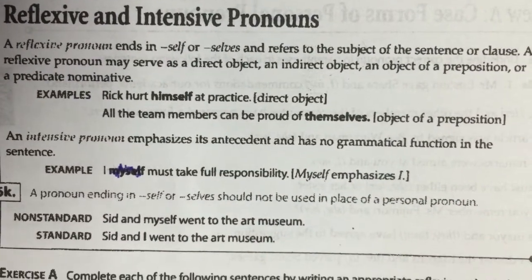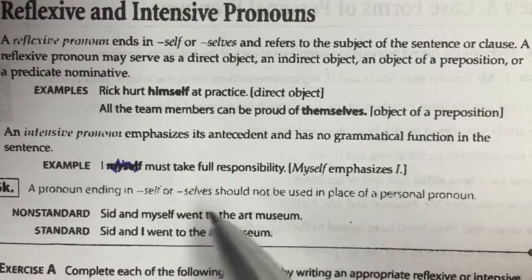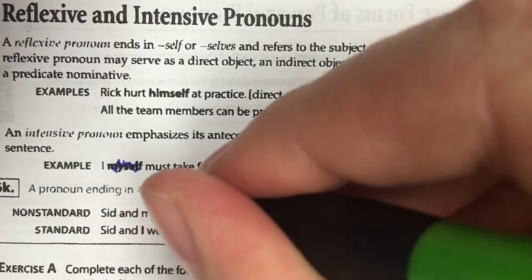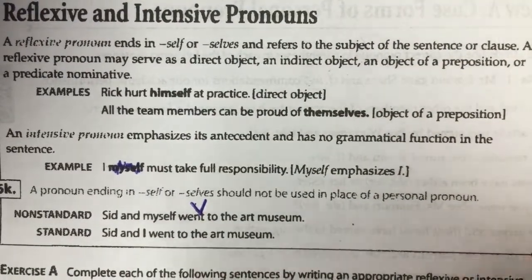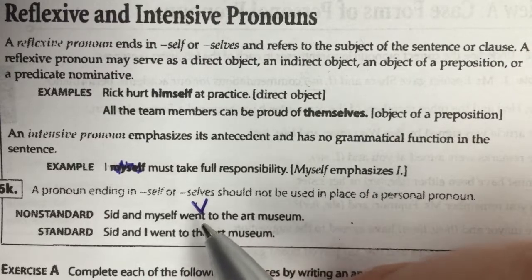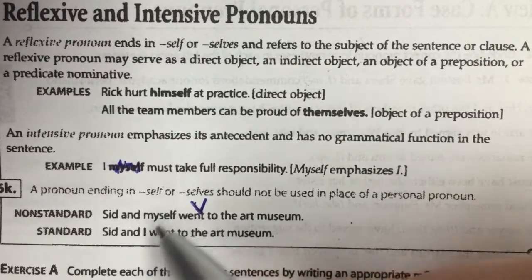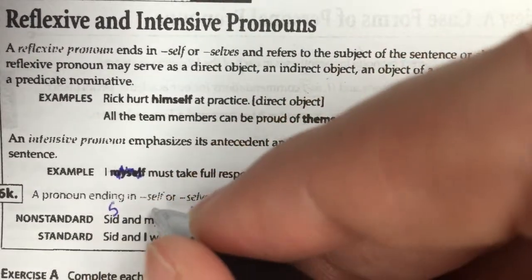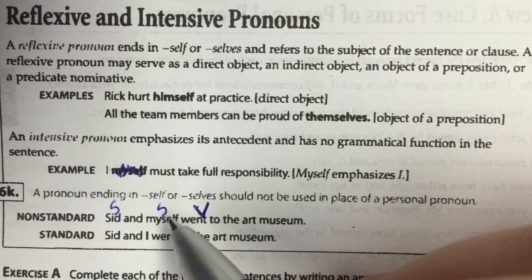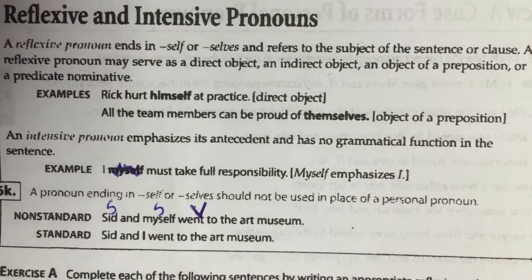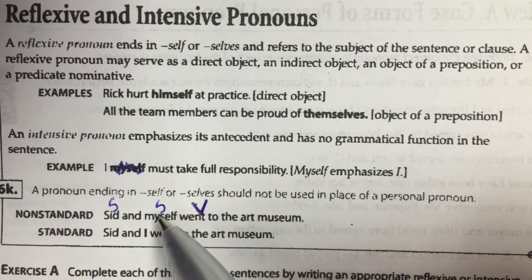So here is what I'm talking about. Sid and myself went. So here's a verb right here. This is what you'll see on the test, because you'll see a bunch of wrong ones and you'll have to find the right one. Myself here is right in front of the verb went, so myself here is one of the subjects. The subjects are Sid and myself. And you're not allowed to use a reflexive pronoun as a subject. These words, reflexive pronouns or intensive pronouns, refer to subjects, so they cannot be subjects, so you should say I.